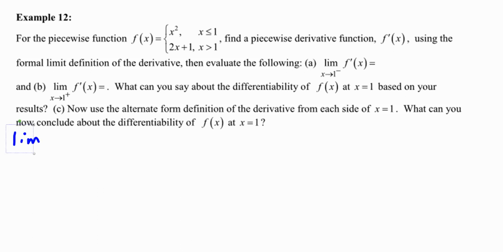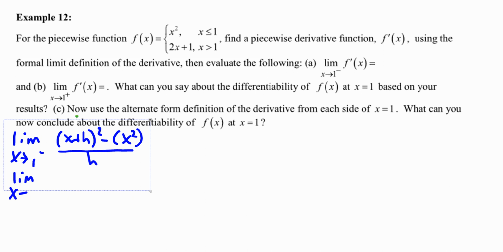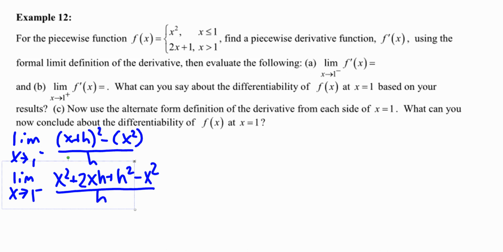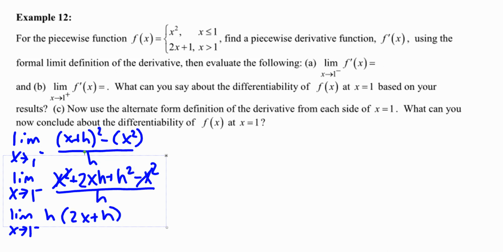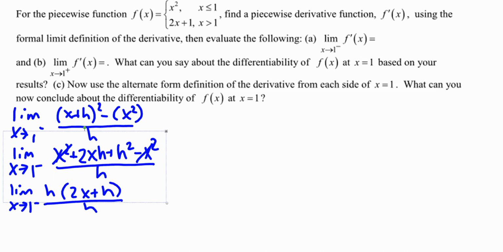So let's say first from the left side, we have f of x plus h minus f of x all over h, distributing that out. Okay, and you should see that the x squared's canceled, and you can factor an h out of the numerator. So it appears that the limit is going to be 2.